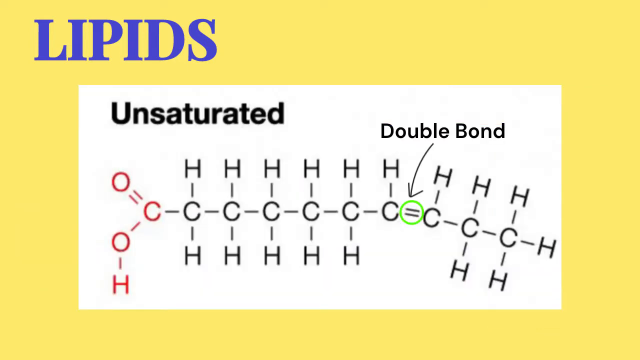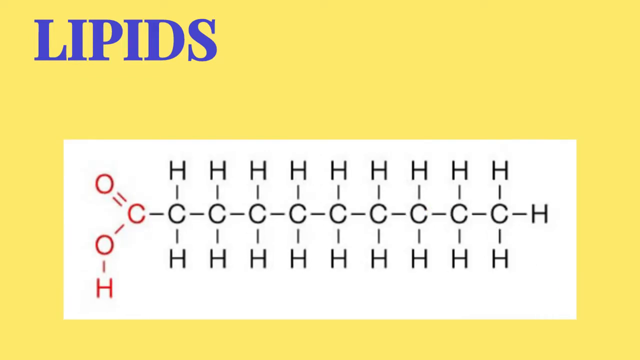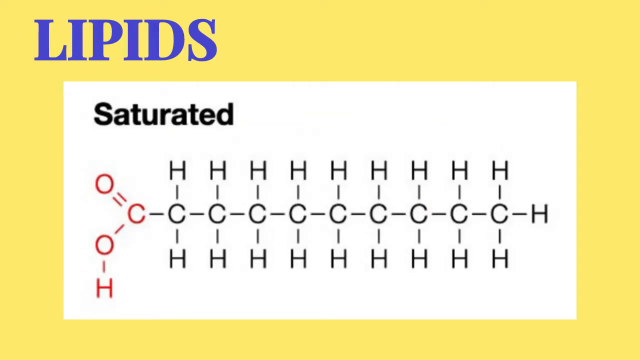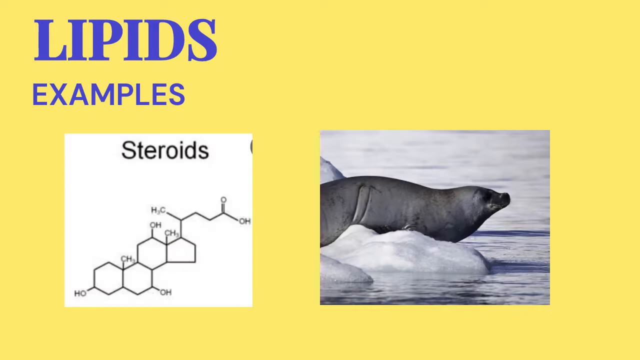Fatty acids with double bonds form unsaturated fats, which are liquid at room temperature, and ones that have only single bonds form saturated fats, which are solid at room temperature. Examples include steroids and fats such as seal blubber.